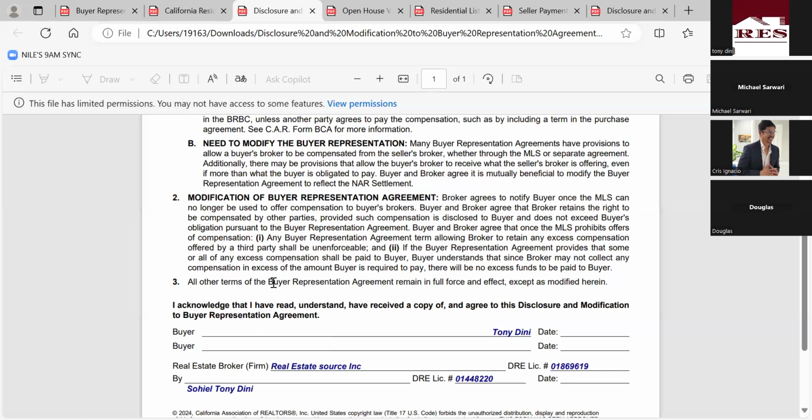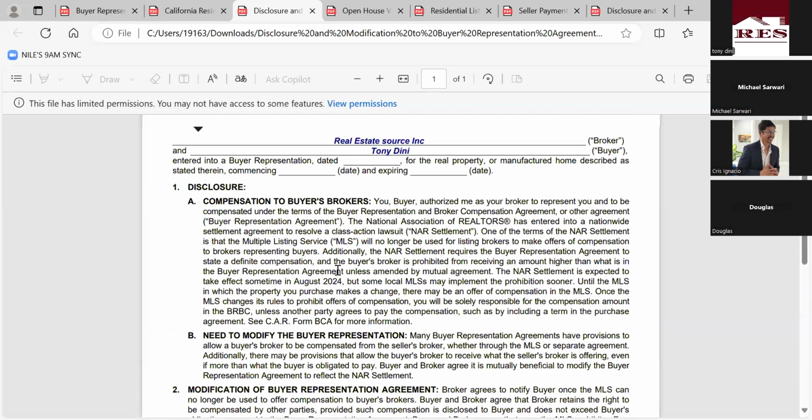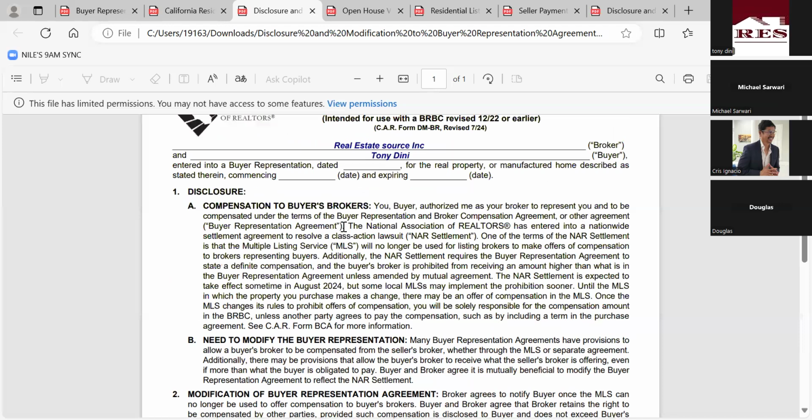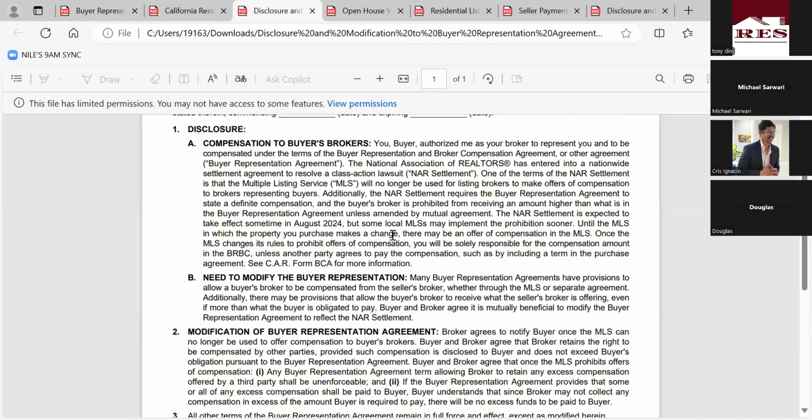And you could also let them know we can do a modification of agreement for that particular property, and I want you guys to include that property on this, which is in this section, you're going to put that property address there. So your modification is only for that particular property and not the whole agreement that you guys have. So with that, are there any other questions that you guys had about the buyer representation agreement?